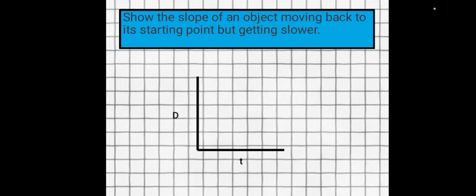Now, show the slope of an object moving back to its starting point but getting slower. So here, we are asked to give the slope of a moving object going back to its starting point but not moving at constant speed. Instead, it is getting slower. So our slope here is a curved line going back to the starting point, or going back to zero position. That is our slope. It's not a diagonal straight line, but a curved line. That means it is moving back to its starting point, but getting slower.